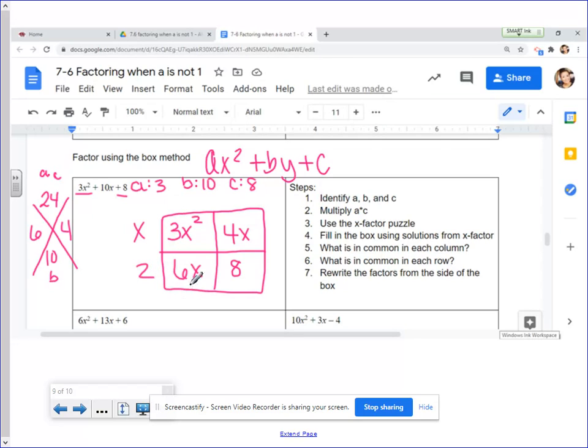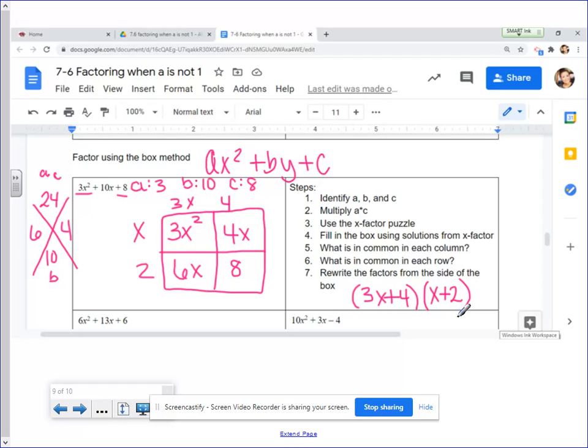Then you're going to do the same thing, but for the other way. So you're going to look at 3x squared and 6x. What do those two have in common? 3x. And then what do 4x and 8 have in common? Okay, so now you have what you're going to put in your binomials. I'm actually going to put them down here because I ran out of room. You can write them either order, but you're going to write the top ones together. So 3x, this is a positive 4, so I'd say plus 4. And then your other one is an x, and that's a positive 2, so it will be plus 2.